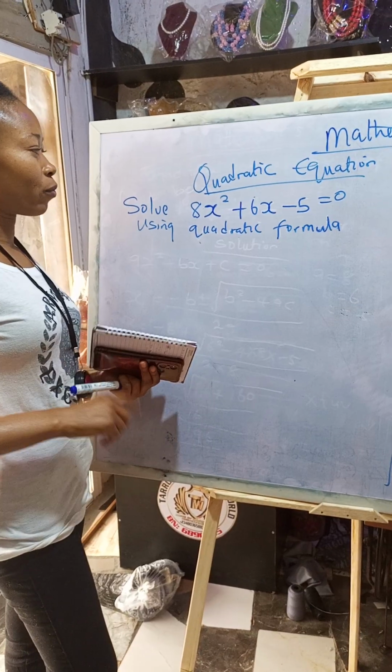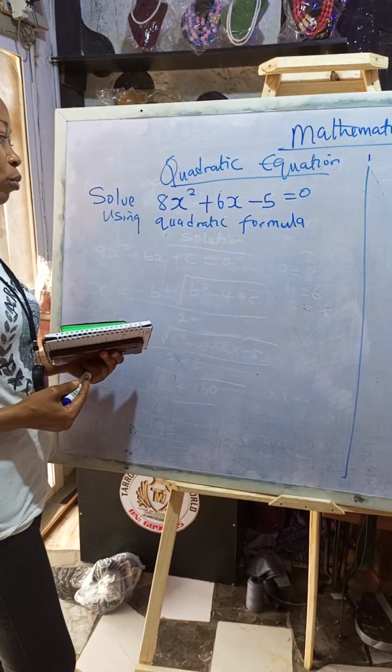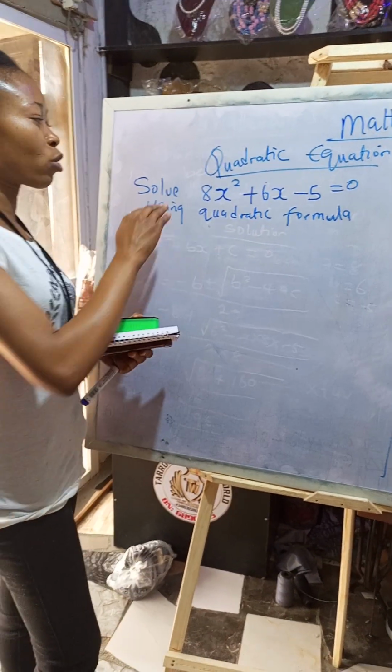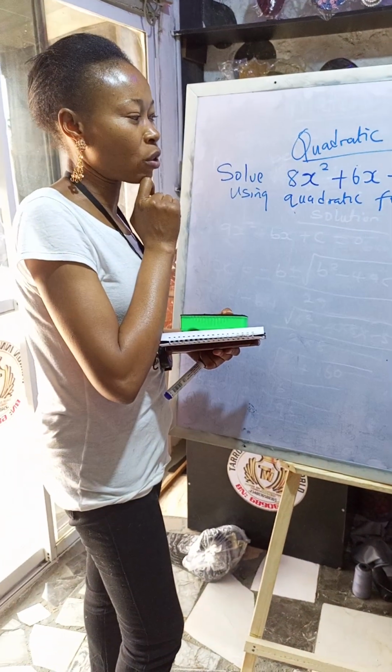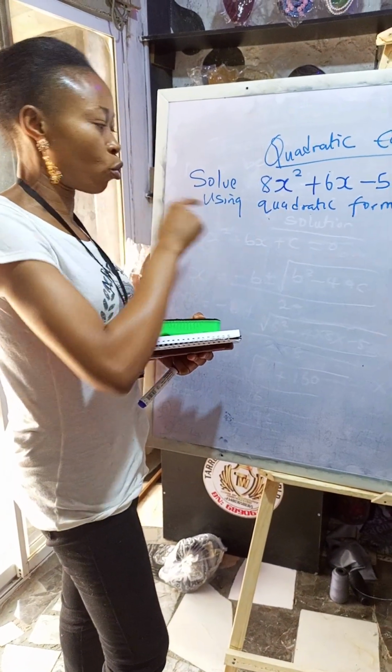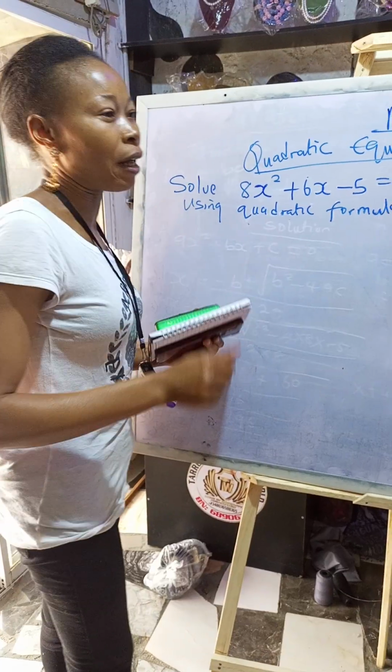All right guys, we're looking at quadratic equation. Okay, so we're asked to solve 8x squared plus 6x minus 5 equal to 0 using quadratic formula.